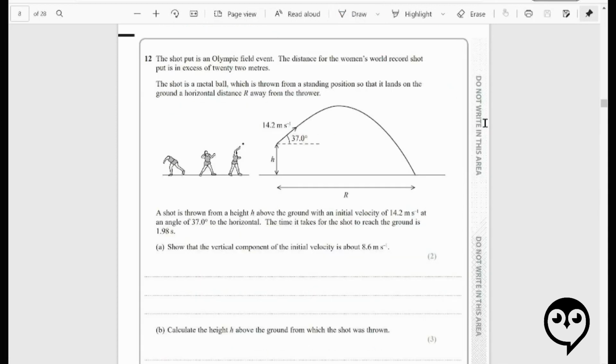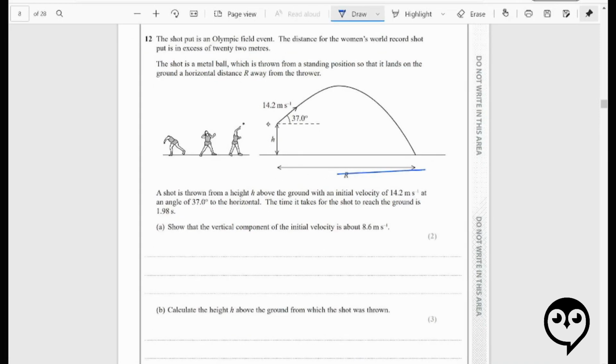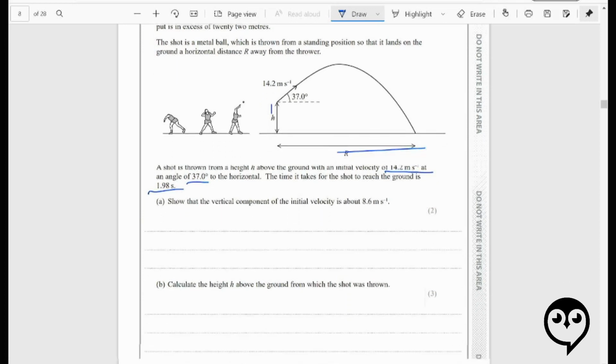Okay, this is from the 2017 Edexcel Paper 1, Advanced Physics 1. I've got a projectile motion question here. There's the range. There's the height they start from. A shot is thrown from H above the ground with an initial velocity. The time it takes for the shot to reach the ground is here. There's the angle. Show that the vertical component of the initial velocity is about 8.6.